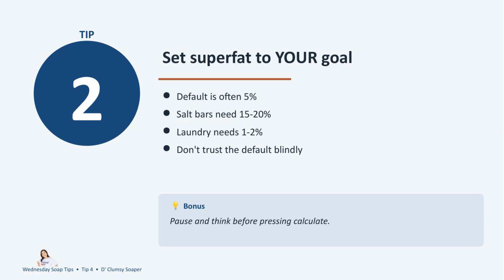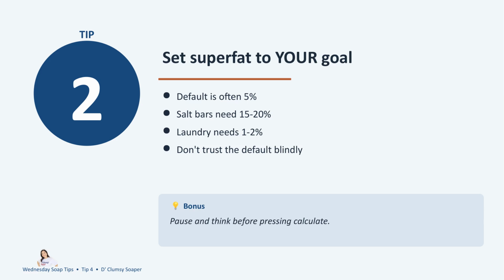Here is something that catches so many beginners off guard. The default superfat setting in most lye calculators is 5%, and a lot of soapers just leave it there without thinking twice. But that default is not a universal recommendation. It is just a starting point. Think of it like your oven's default temperature. It is there when you turn it on, but you would not bake everything at the same heat.